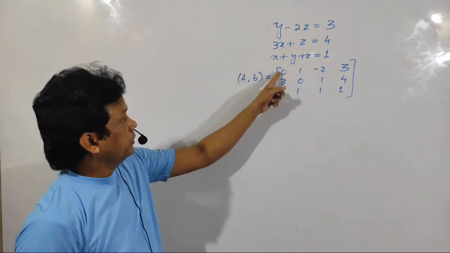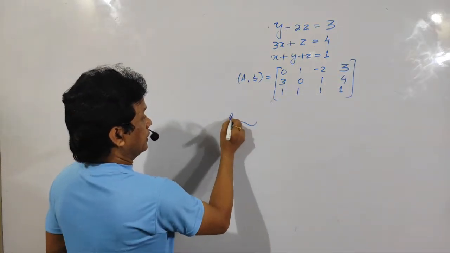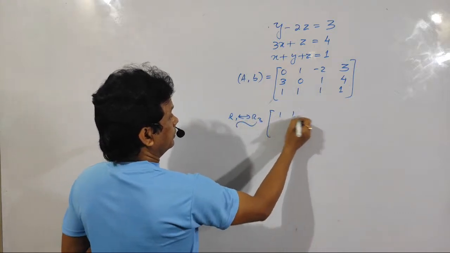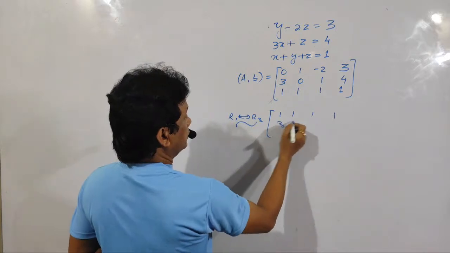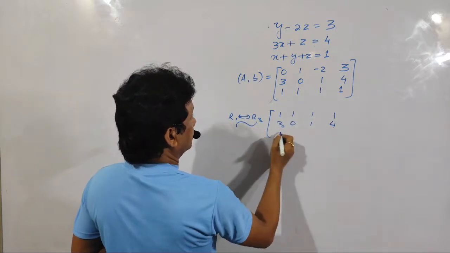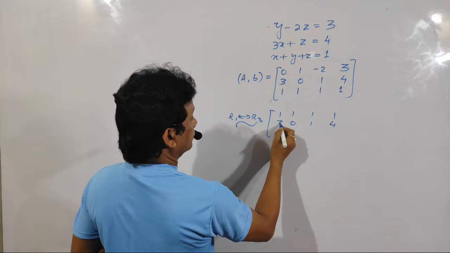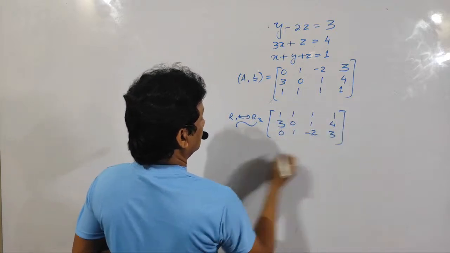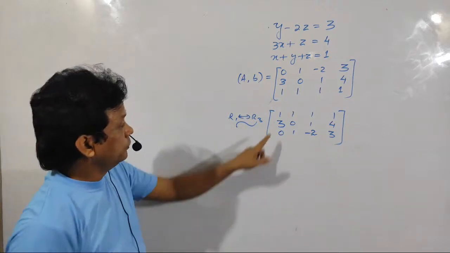Okay, simply interchange R1 and R3. R1 and R3, I am interchanging. 1, 1, 1, 1, this is 3, 0, 1, 2, 4, and this is 0, 1, minus 2, this is 3. Clear? Now, you have to make this one 0.